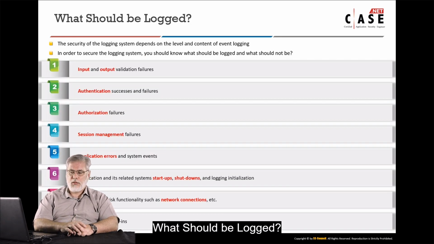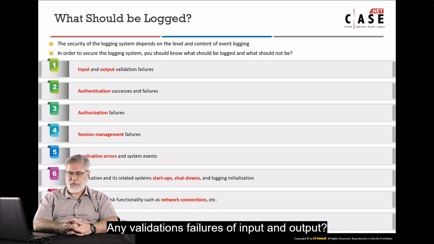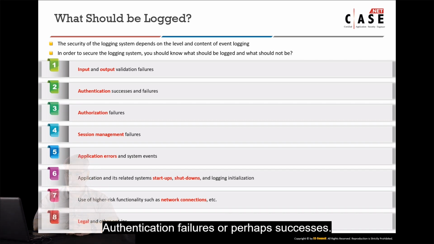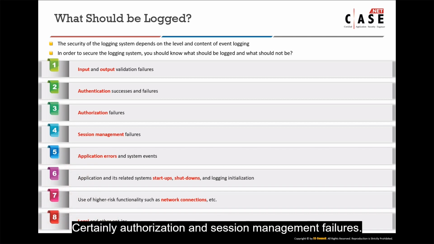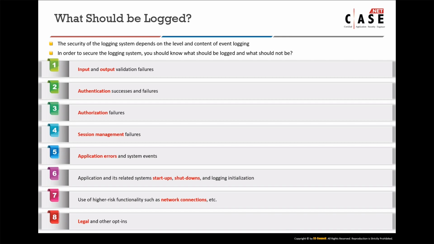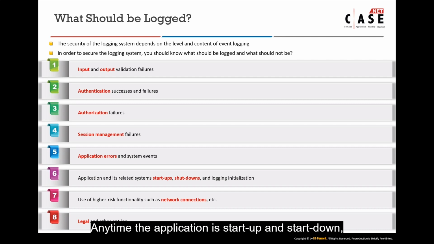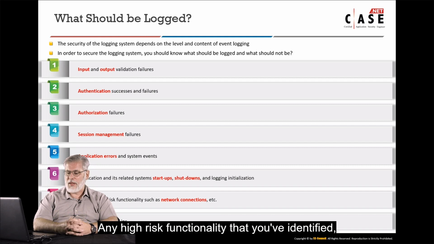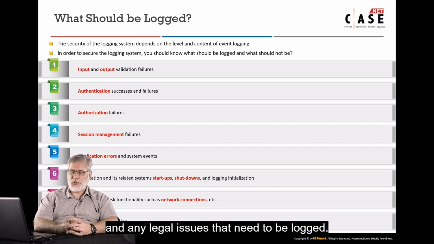What should be logged? Any validation failures of input and output? Authentication failures and perhaps successes? Certainly authorization and session management failures? Significant application errors or system events that are related to security? Startup and shutdown. Anytime the application is started up and shut down, that should be logged. Any high-risk functionality that you've identified? And any legal issues that need to be logged.